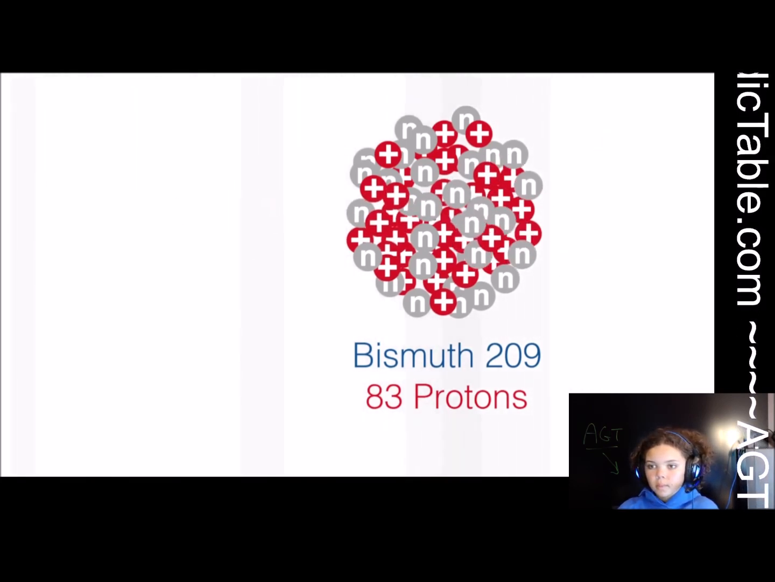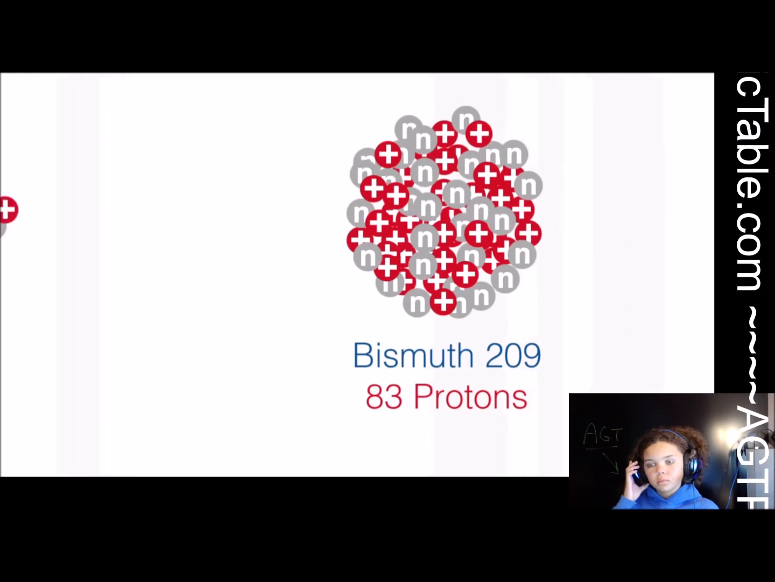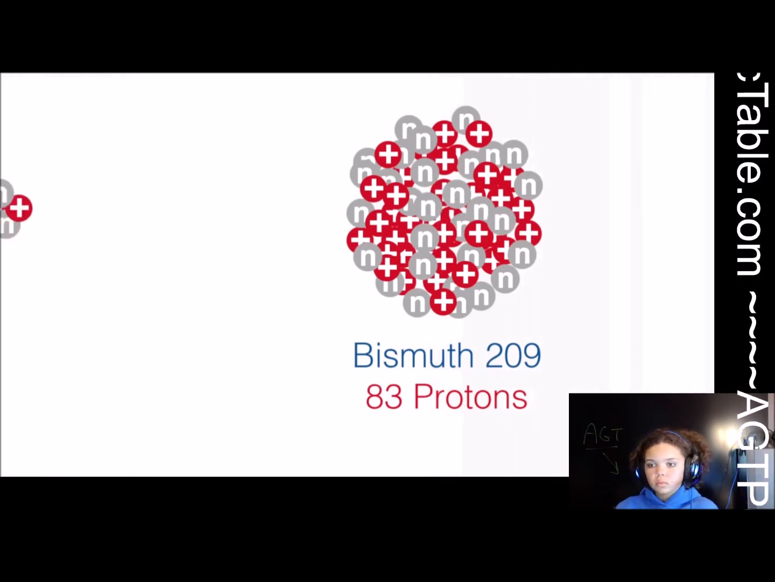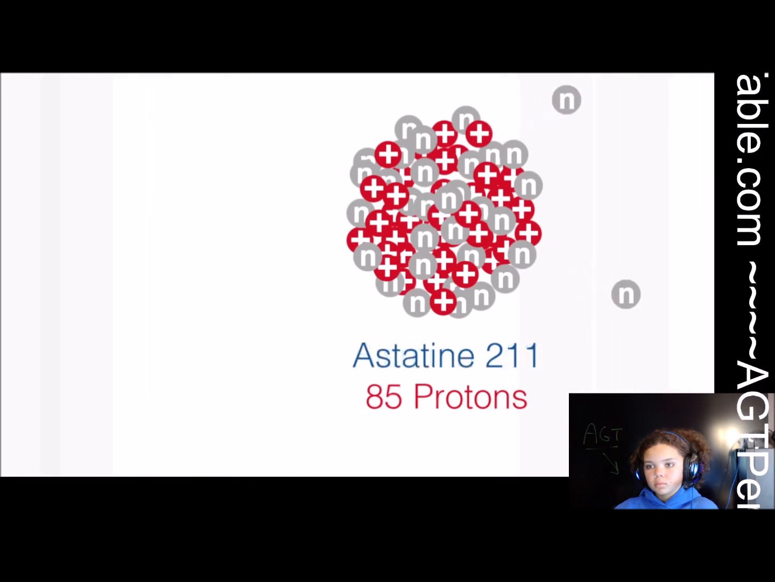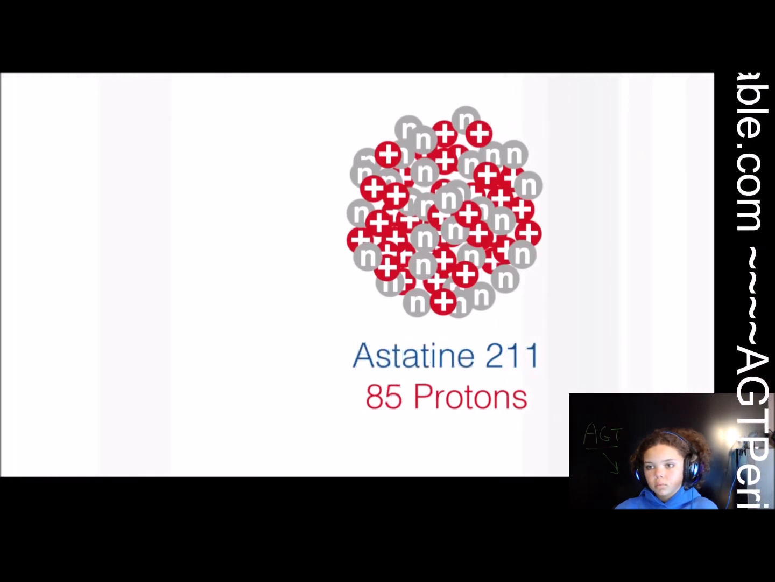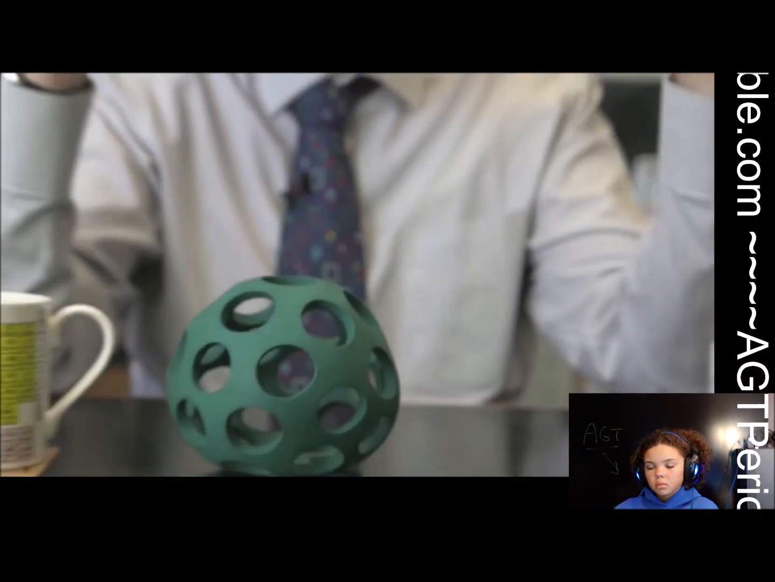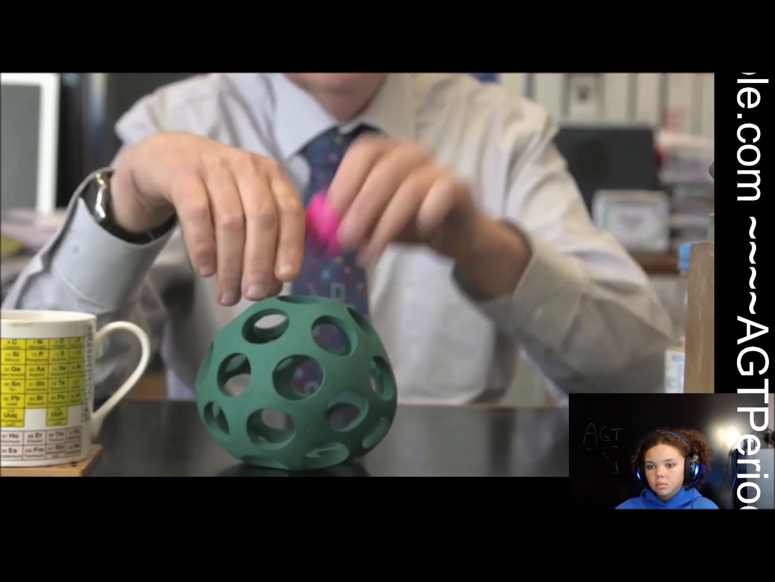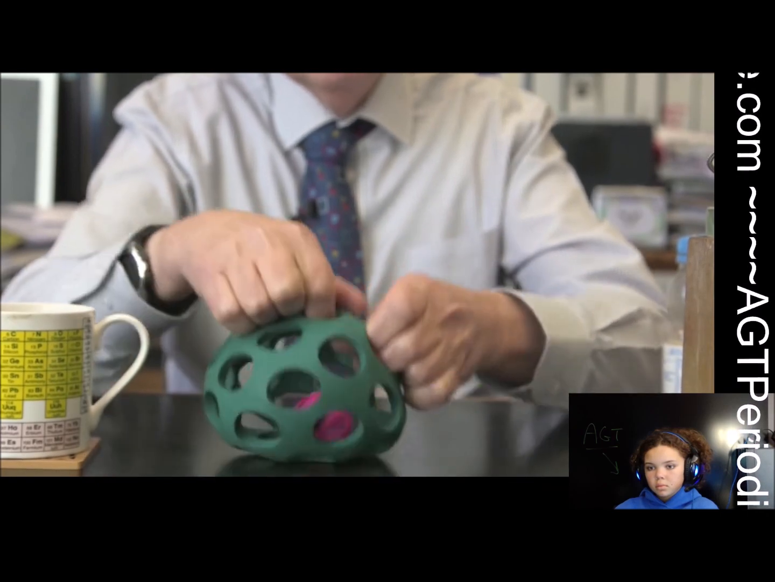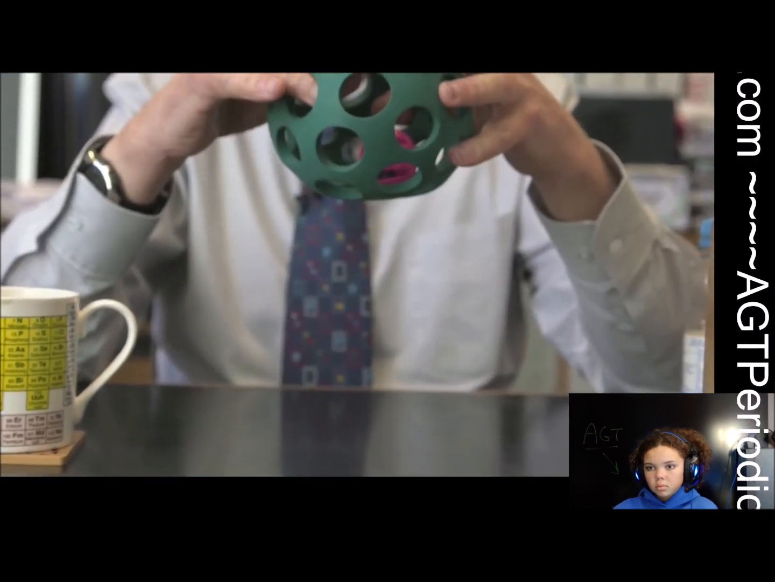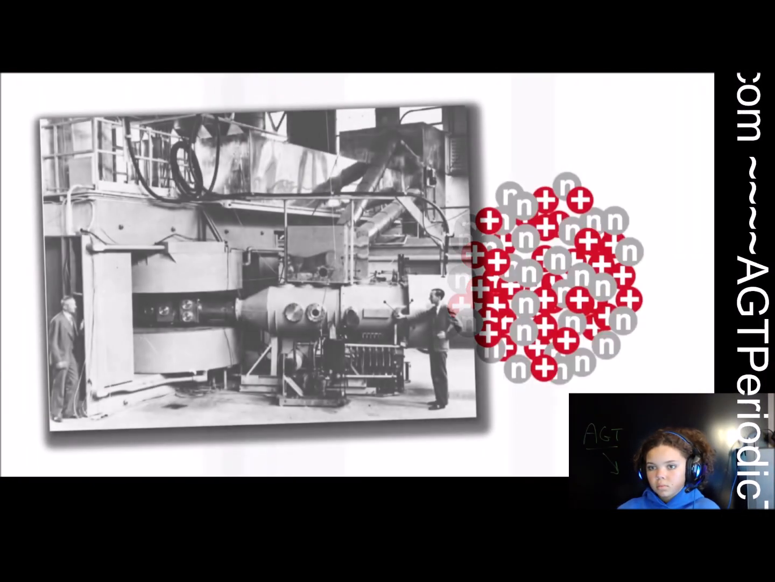Alpha particles are nuclei of helium, which is element number 2. 83 plus 2 makes 85. So you imagine the accelerated alpha particles hitting the nuclei of the bismuth, and eventually one of them will fuse and you will get an atom of astatine.